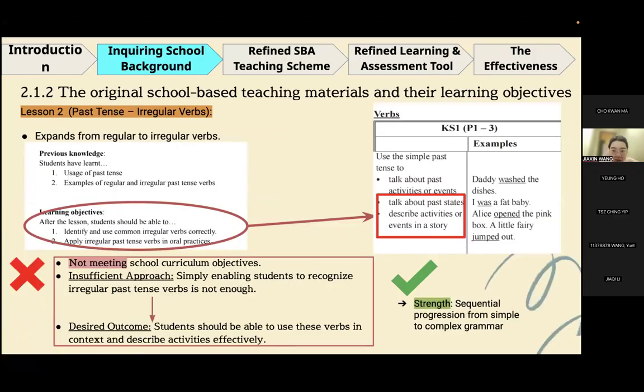Next page, please. So in lesson two, it is about past tense irregular verbs, and the teacher wants to expand from regular to irregular verbs. However, the school curriculum requirement asks students to use past tense to describe activities and events in a story. Here we can see the teacher's learning objectives don't meet the school curriculum objectives, and the teacher doesn't have a sufficient approach. The teacher just simply enables students to recognize irregular past tense verbs, which is not enough. Next page, please.